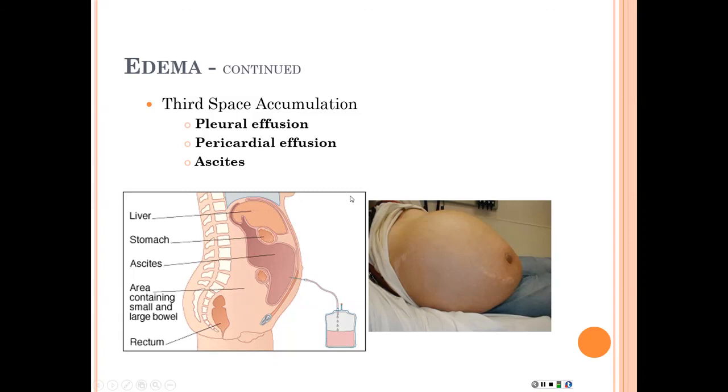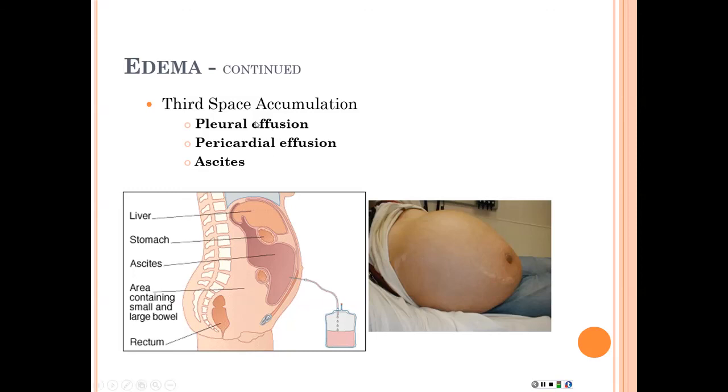Then we have what we refer to as third space accumulations. Third space accumulations are when fluid starts to accumulate in what we would call the transcellular spaces. And your major transcellular spaces are in the pleural cavity, the pericardial cavity, and ascites is in the peritoneal cavity. So here's our peritoneal cavity, and it's filling with fluid. If you've ever seen someone with ascites, it is most commonly linked to someone who has liver problems. You can see it in burn victims, malnourished patients because of liver disease associated with malnourishment. Some pancreatic disease can result in this.